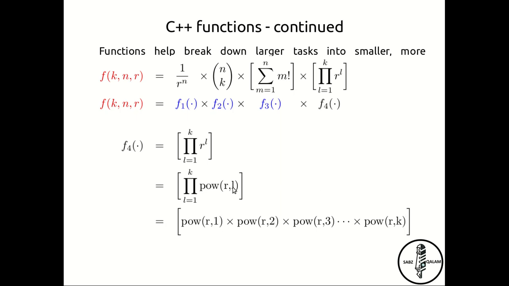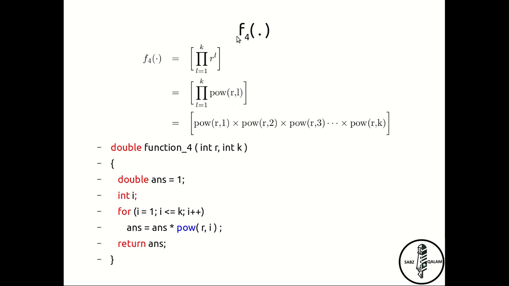L we already know because L starts from 1 and ends at k. So if we want to see how to program this function, the first thing you should notice here is function number 4 has two independent variables, r and k. Once again, L is not independent, rather we know L completely because it starts from 1 and ends at k, and we will use this in the for loop. So we see here the function 4 has two arguments, one is integer r and the other is k.